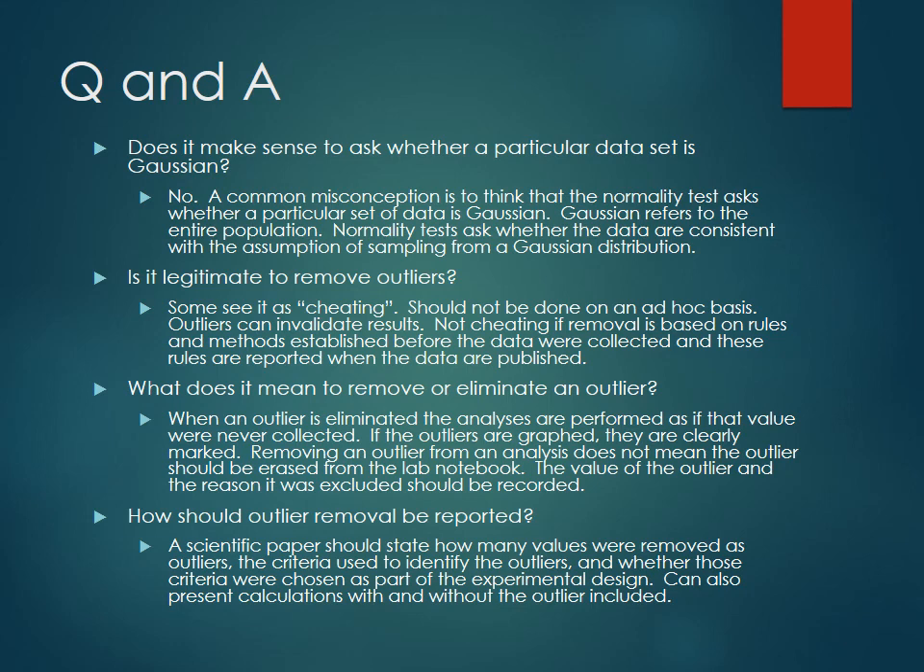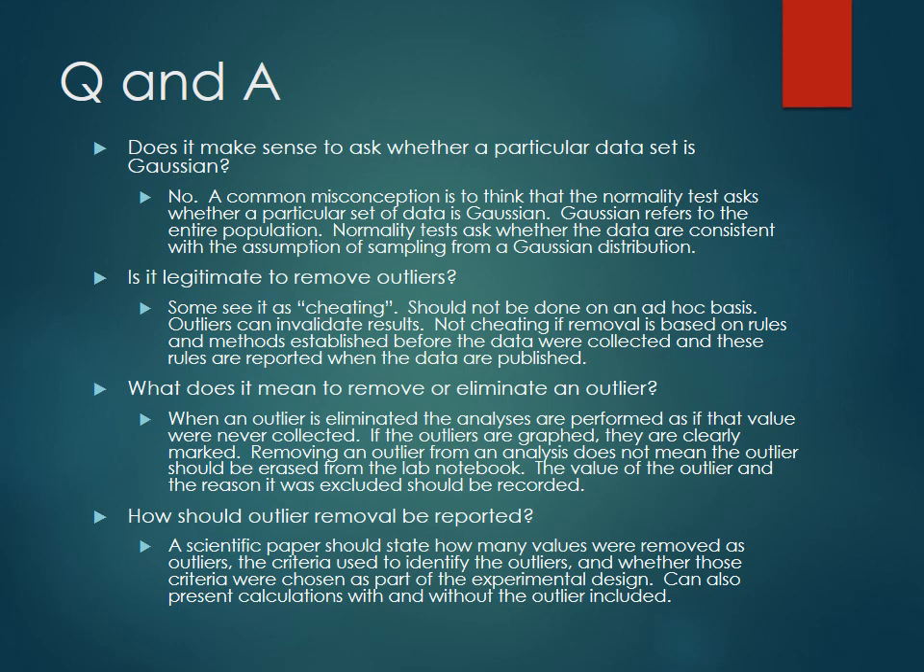And then what does it mean to remove or eliminate an outlier? Basically, they are eliminated from the analyses that are performed, as if the value was never collected. You can still graph them, but they should be clearly marked. And removing an outlier from the analysis doesn't mean that you should completely remove that value from your data collection, but really it should be excluded and then recorded and be able to be reported on in your results. How should outlier removals be reported?